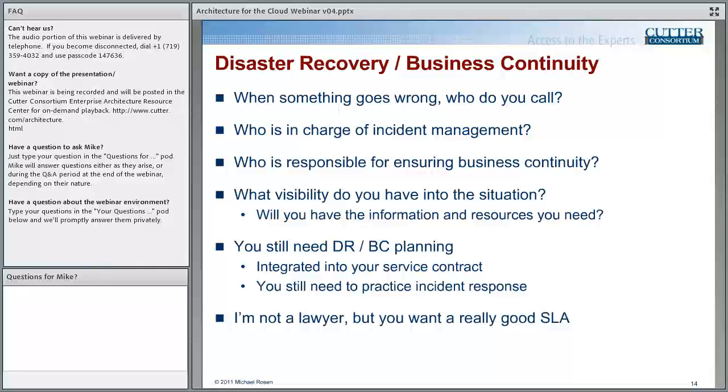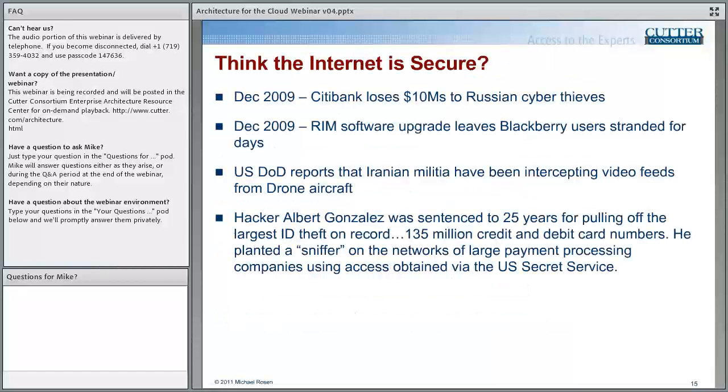I'm not a lawyer. Looks like they're getting involved. I think you're going to want a really good service level agreement around business continuity as well.